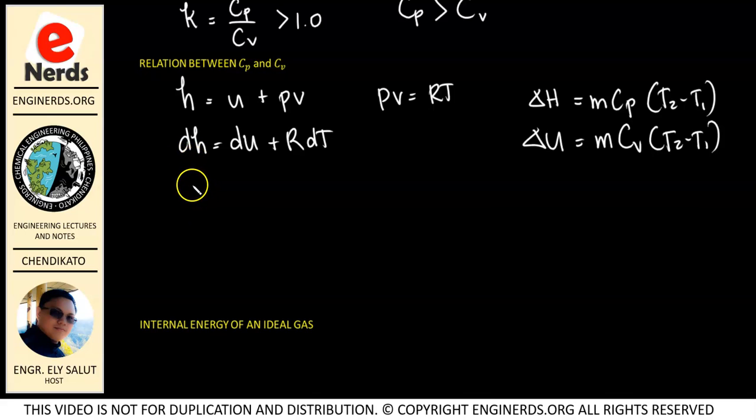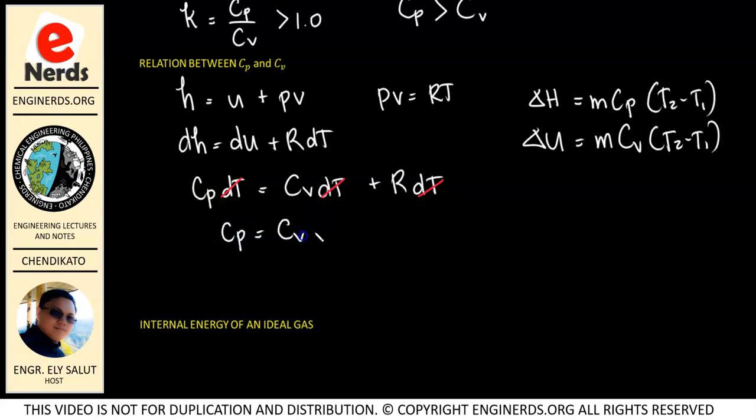So our delta H is equal to Cp dT. We removed the m. So Cp delta T is equal to our dU, delta U, which is Cv dT, plus R dT. We just substituted this into our equation. Now you can see all of our terms have dT, so this can be cancelled out. We are just going to factor out dT and it will be cancelled out. So what is left here? What we'll have is Cp is equal to Cv plus R. So this is the relationship that we need to take note of.